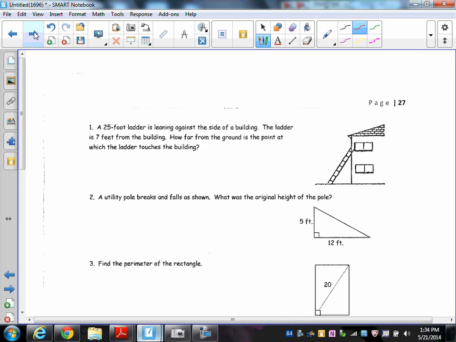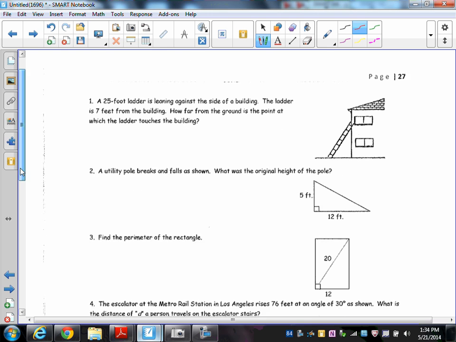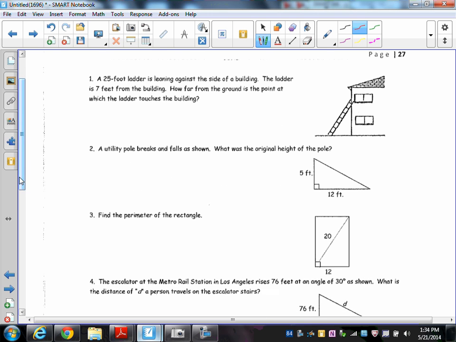So the first problem, again, these are all right triangles, so we're either going to use SOHCAHTOA or the Pythagorean theorem. The first problem says a 25-foot ladder, so they give us a picture. So right here I'm going to write 25. So then he gets the side of a building. The ladder is 7 feet from the building. So that's how far away it is, the base of the ladder. How far from the ground is the point at which the ladder touches the building?